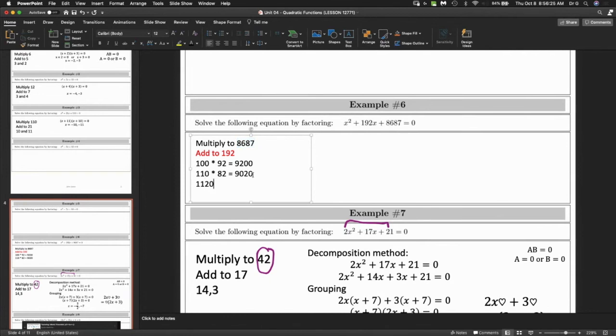Okay, let's do 120 times 72. Where are we at now? 8640. Oh, dude, we went too far. Let's dial it back a notch. 119 times 73. Do that one? I think it's right.